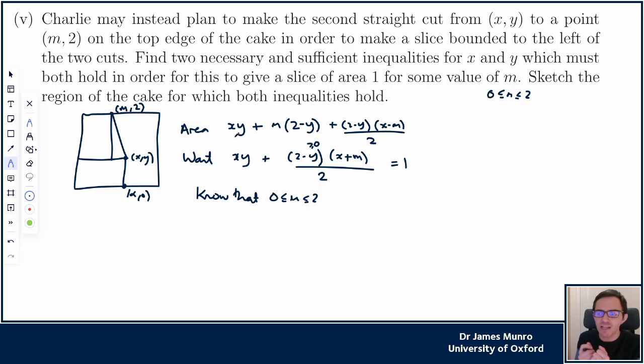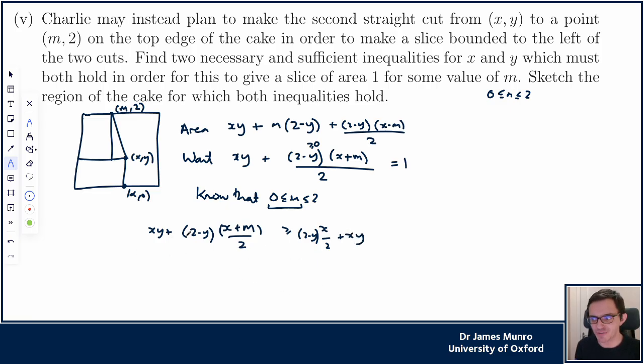So the extreme cases are where m is equal to 0 or m is equal to 2, and in between we get some range of possibilities. Let's chase through what happens, using first the fact that m is bigger than or equal to 0. So x plus m is bigger than or equal to x plus 0, and then I can divide both sides by 2, and I can multiply both sides by 2 minus y, because 2 minus y is positive. And then I can add xy to both sides.